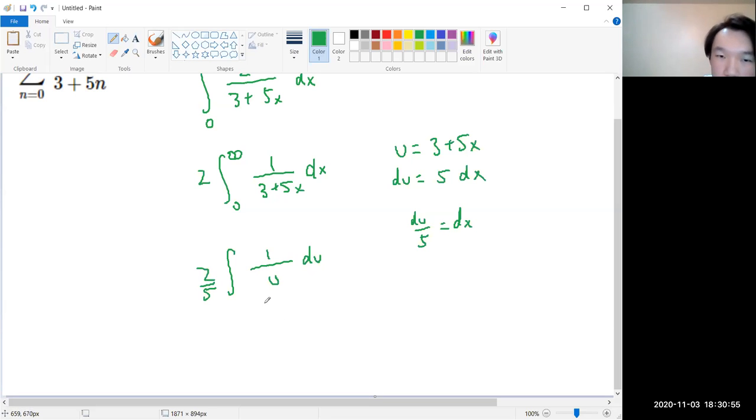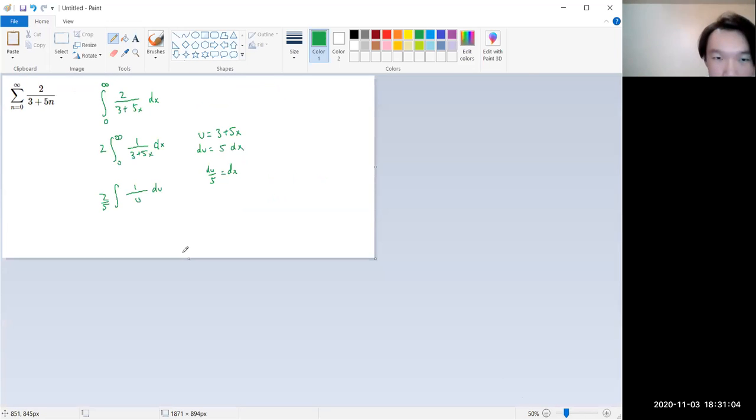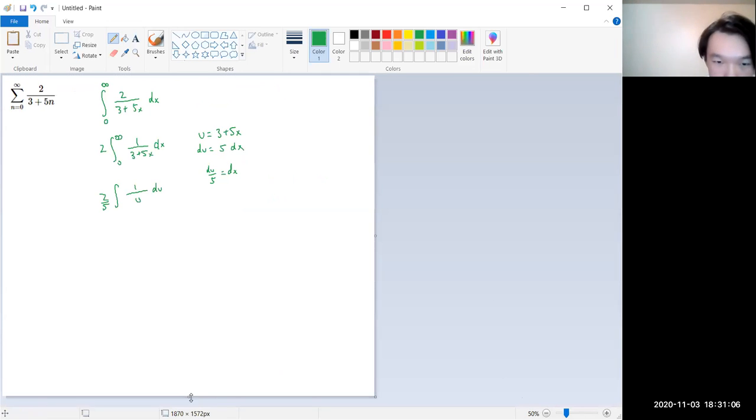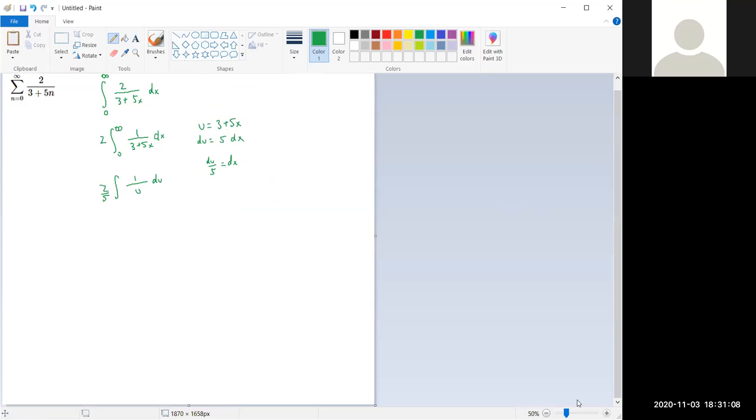Okay, so now we have 1 over u, and we need to integrate that. So what's the integral of 1 over u? ln of u.